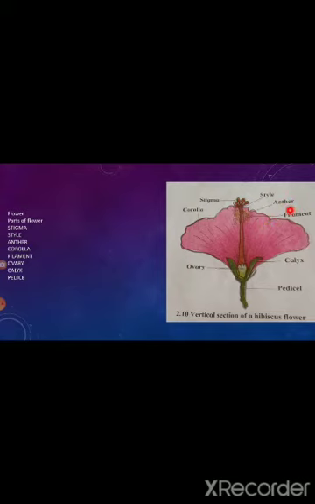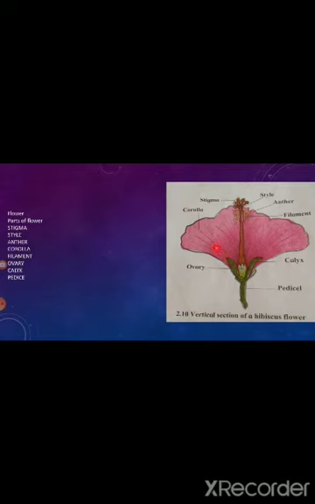And what is the gynoecium? The gynoecium is made up of carpel, and carpel consists of stigma, style and ovary. Here is the single straight line, and all these parts, that is ovary, stigma and style, are the female reproductive part called gynoecium.